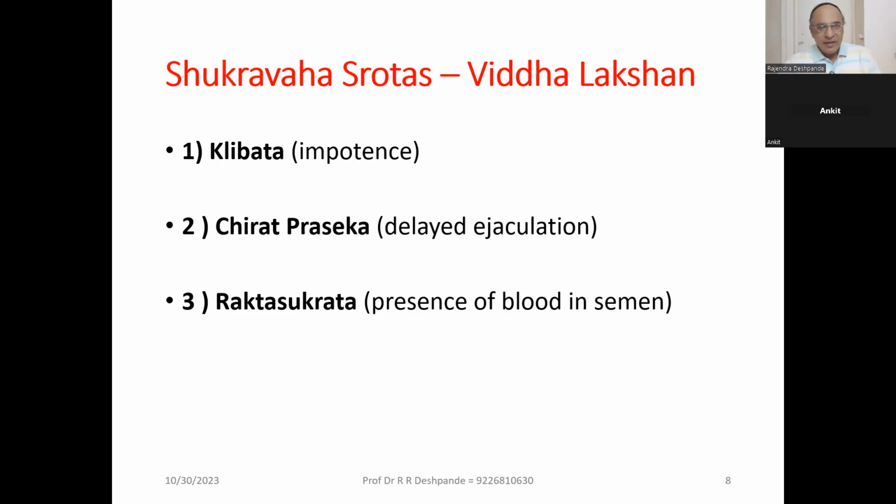Okay. Then chirat prosek, delayed ejaculation of semen. Okay. So a lot of time he will do the intercourse, but the semen will not come. Then rakta shukrata, very rare. But if the patient is having a sexually transmitted disease like herpes, for example, he may get the presence of blood in the semen during intercourse. Okay, because of the injury, friction will be there. If there is an ulcer, then it will start bleeding. That is called rakta shukrata. Okay, bleeding during the intercourse.